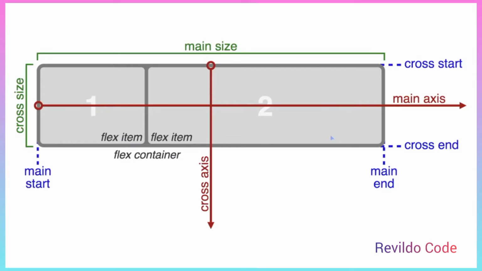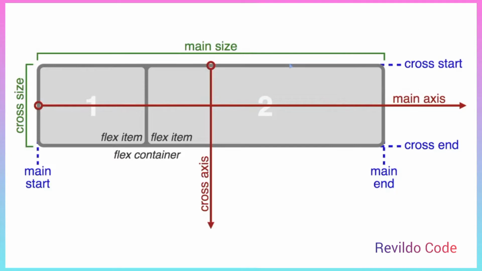You can align elements using the justify content property. This diagram represents a flex container, and this is a row. Remember, they're either going to be in rows or columns, and this represents a row with two items. You can see the first item here and the second item here.